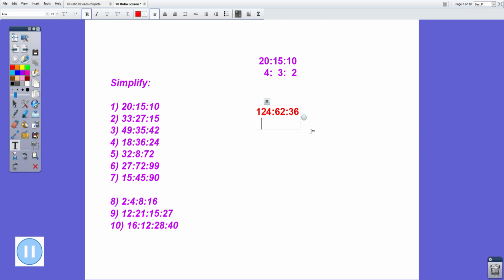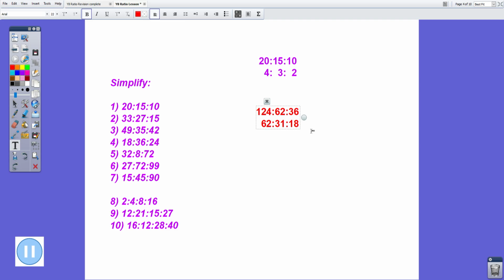How many 2's go into 124? 62, we just halve it. How many 2's go into 62? 31, we just halve it. And how many 2's go into 36? 18, we just halve it again.